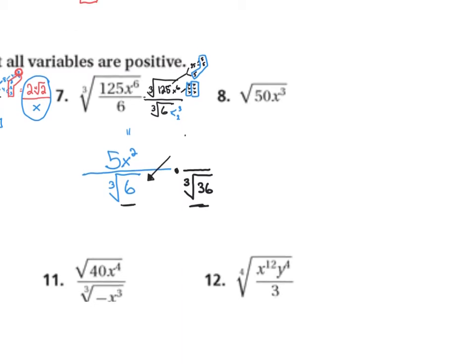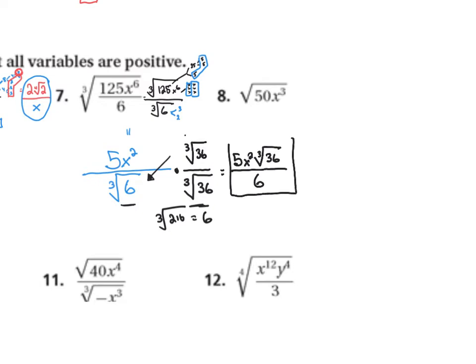So let's do that. But whatever you do to the bottom, we also have to do to the top. So then this becomes 5x squared cube root of 36. And we know that's not a perfect cube, right? Nothing's going to come out of that. On the bottom, cube root of 6 times 36. If you want to know that, that's 216. So then it becomes the cube root of 216. The cube root of 216 is a perfect cube of 6. We did that on purpose to make it match. So there it is right there.